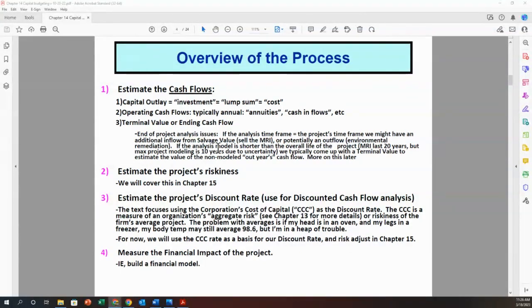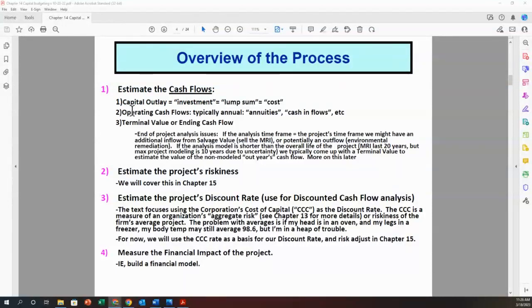So, high level review of the process. We estimate the cash flows. So there's three components. We're going to just focus on two. Capital outlay, that equals your investment. Cost of the project. I'll also refer to it as the lump sum, right? So the cost of the project, the lump sum payment, the investment.